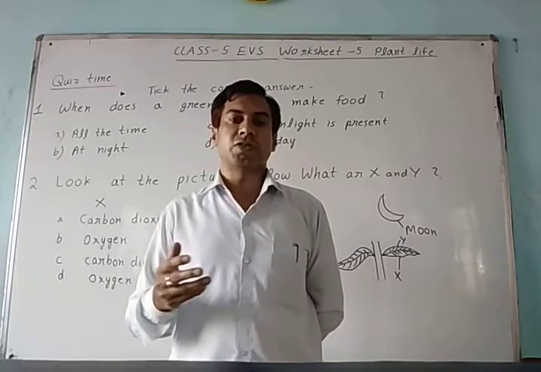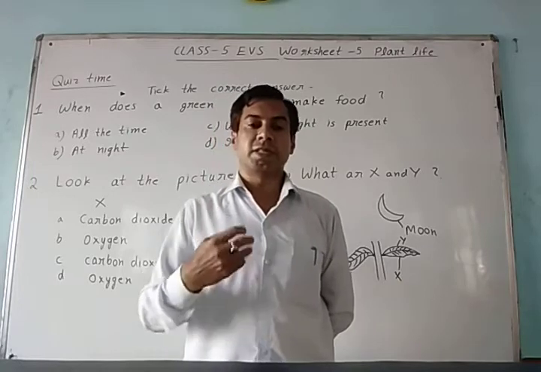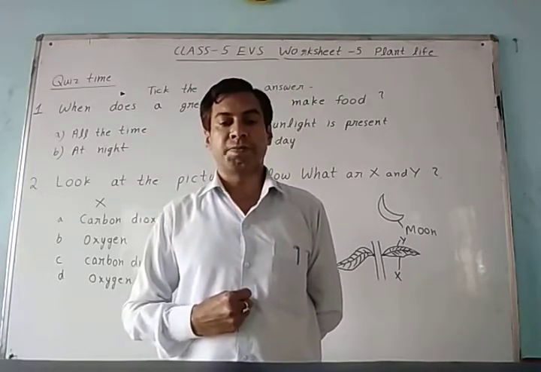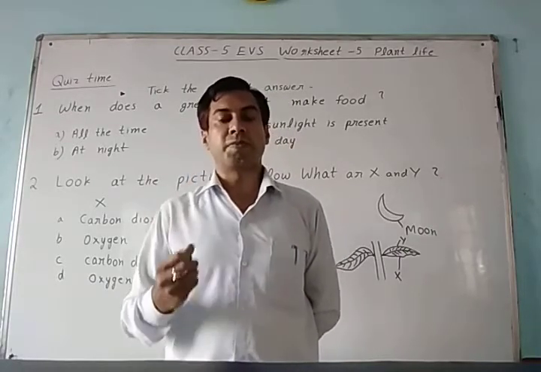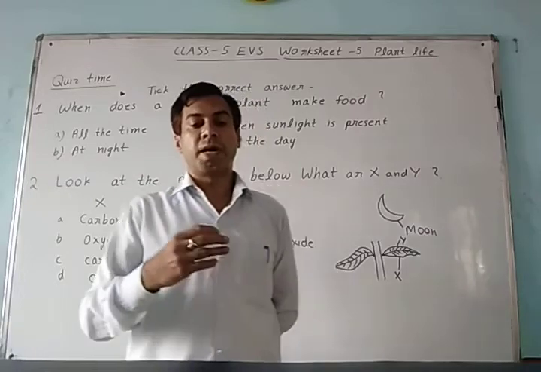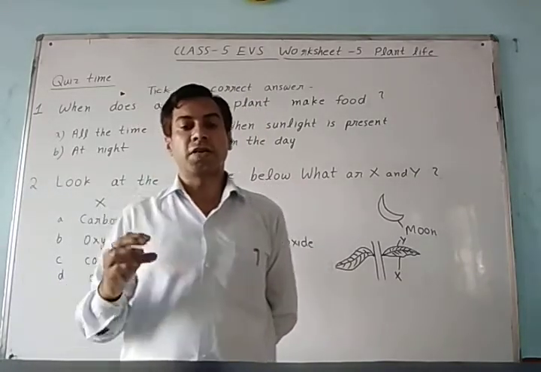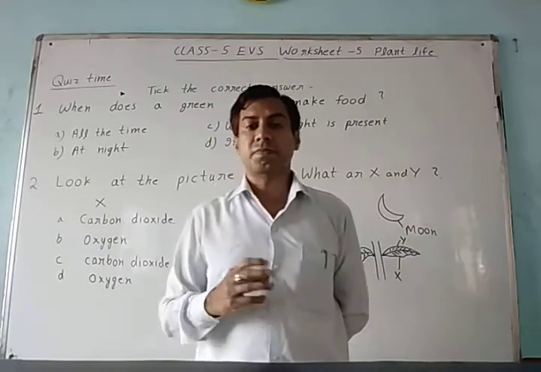Today in class 5 EVS, I will explain worksheet 5, plant life. Before starting this worksheet, let us understand the flow of energy in living beings. The sun is the source of all energy on the earth, students. Plants use the energy from sunlight to prepare food. Plants are eaten by animals and human beings. Thus a flow of energy is maintained in the environment.